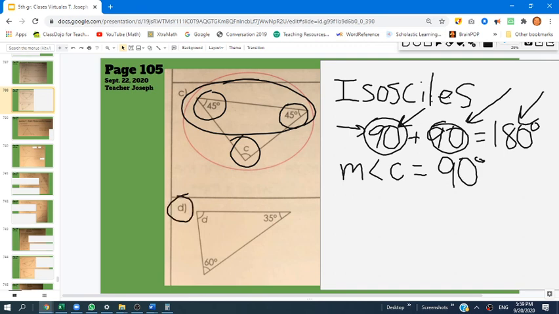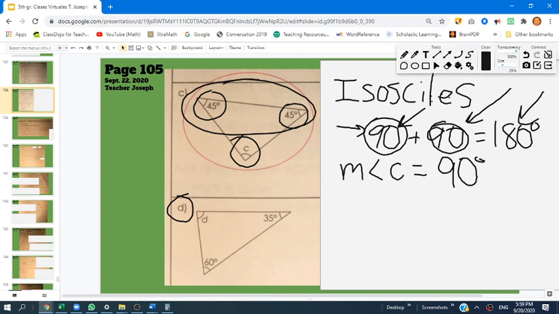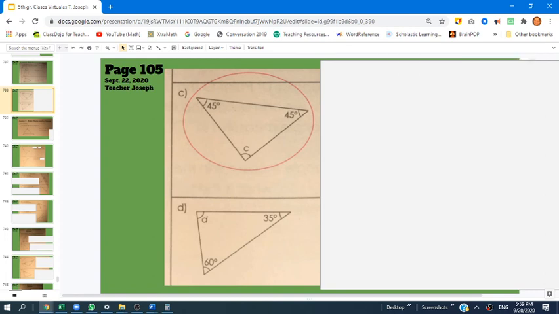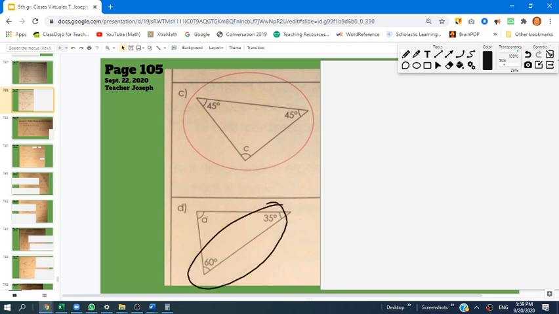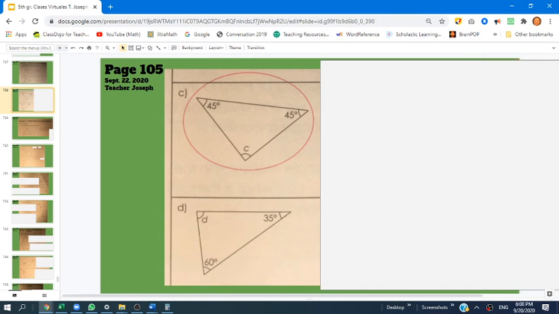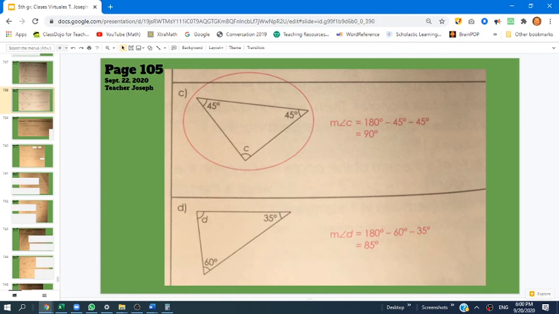Pause the video and ask if you have any questions. Okay, so let's check this answer to see if you got it correct. I can add up these two angle measurements that were given and then subtract from 180 to get angle D. Let's try that. If we add up 35 plus 60 and then subtract from 180, we're going to get 85 degrees as our angle of letter D, the measurement of D.